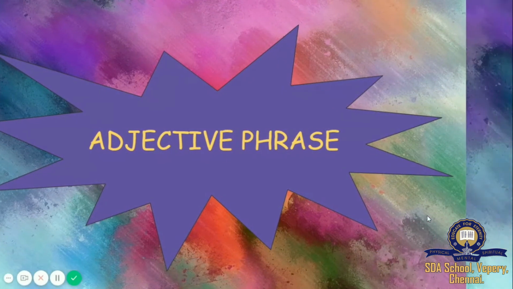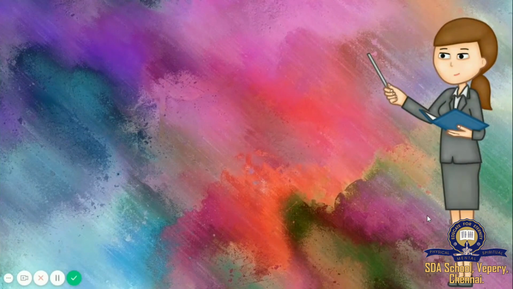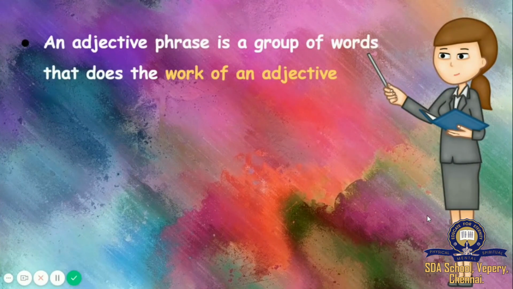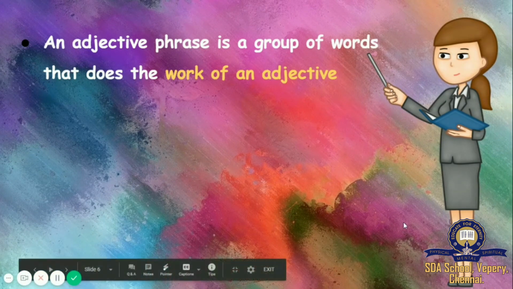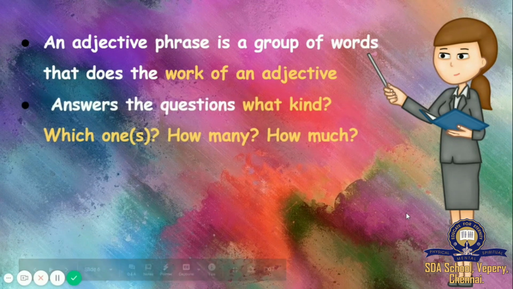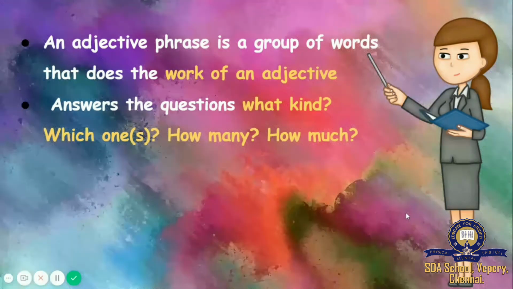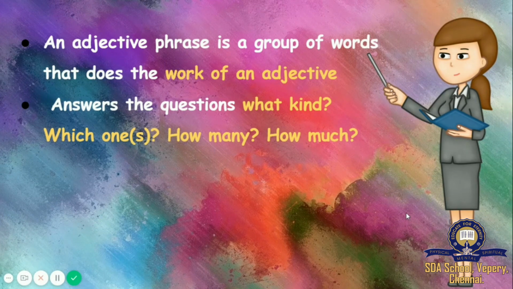Adjective phrase. An adjective phrase is a group of words that does the work of an adjective. It answers the questions what kind, which ones, how many, how much. So when a group of words describes the noun in the sentence, it is called an adjective phrase. An adjective phrase is a phrase which does the work of an adjective in a sentence.